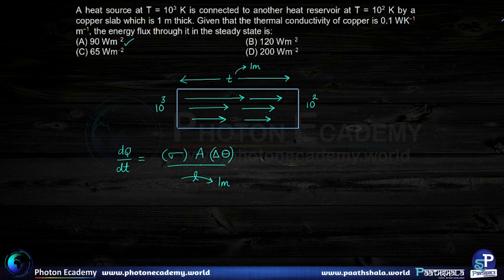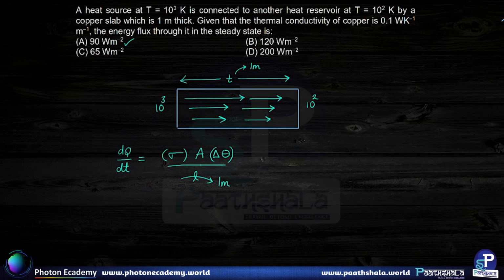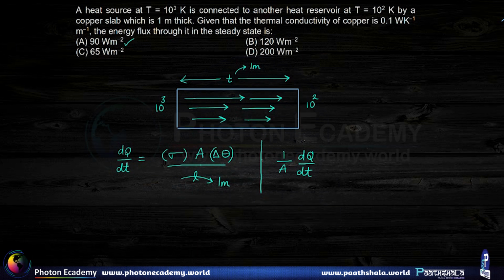We have to find out 1 upon A dQ by dt. Please note that we are supposed to find 1 upon A dQ by dt. Also looking at the units of the answer, if some student is confused about what is the meaning of energy flux, then units of the answer are giving a very clear idea as to what has to be found out. So 1 upon A dQ by dt is going to be equal to simply sigma delta theta.